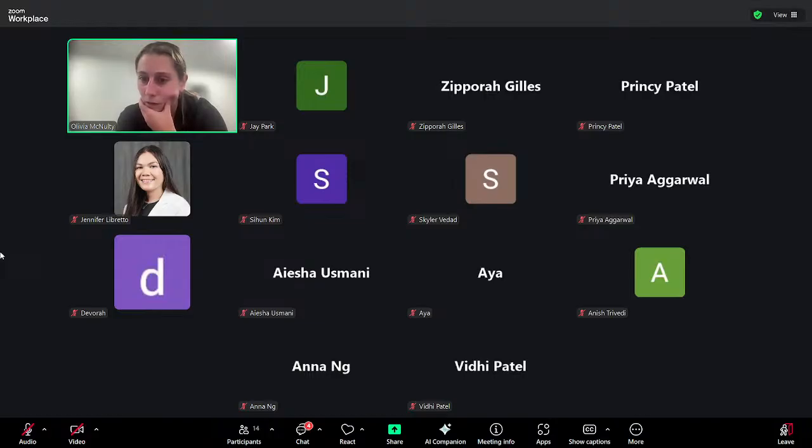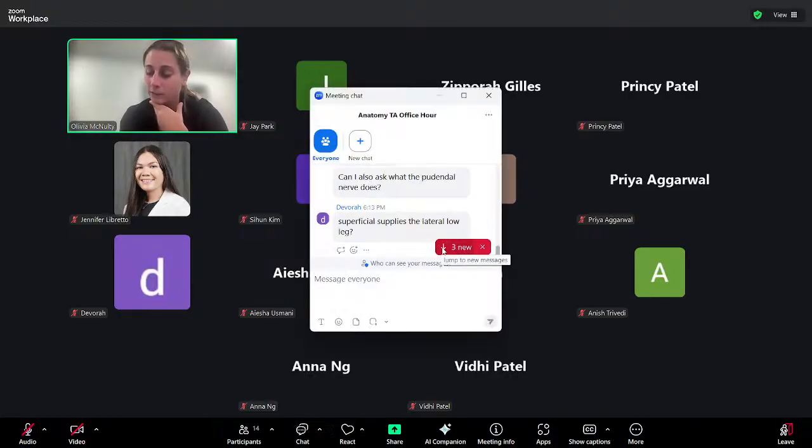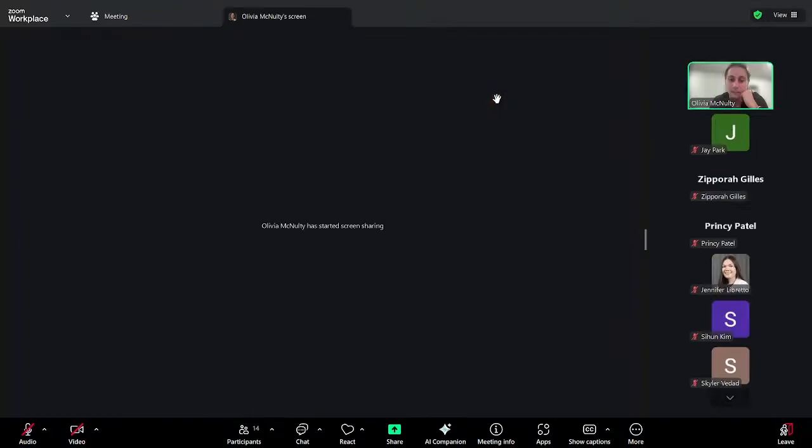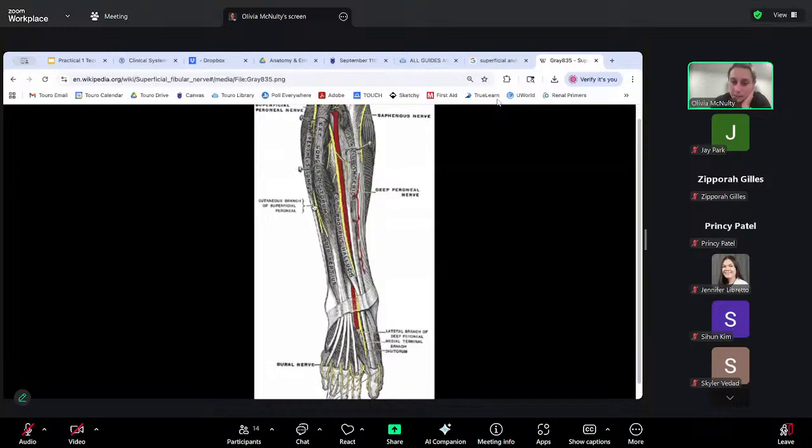Superficial supplies the lateral lower leg. Yeah, so the superficial is going to do your lateral compartment. Below your knee, you're going to have two muscles really in your lateral compartment. Let me pull it back up. It's going to be your fibularis longus and brevis. So this is lateral, this is medial. From lateral, you're going to have the fibularis longus, which is this muscle right here, and right underneath it is your fibularis brevis. Those are everters of the foot, so they evert the foot, and that's done by your superficial fibular nerve.